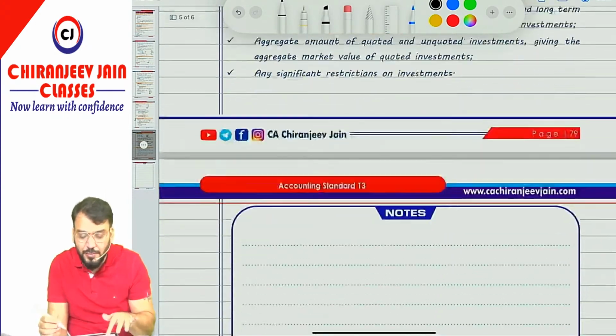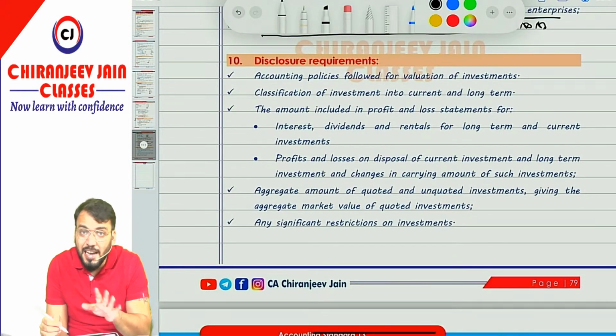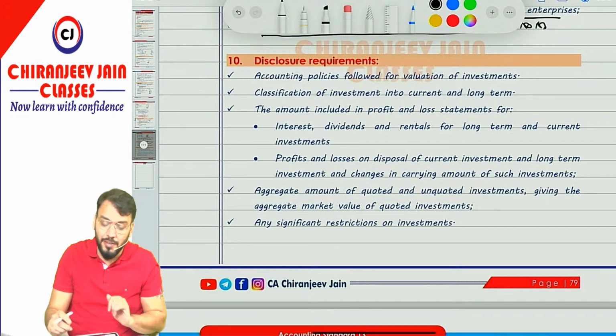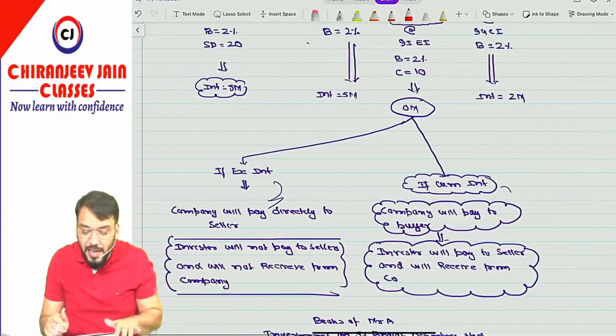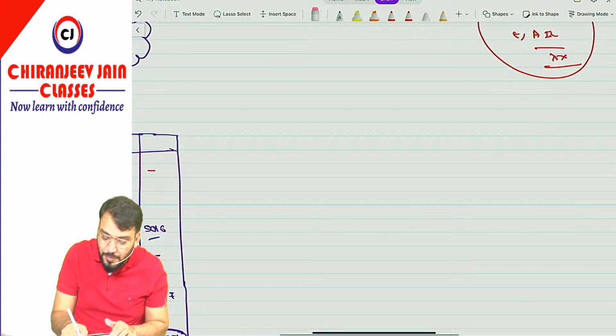Disclosure requirements you can read on your own. So this is AS 13 as far as the accounting standard is concerned. Now let us come to the accounting part, meaning how to do the accounting. Some portions we have not discussed, which we will discuss with the accounting part. Now for accounting purposes, the entire investments are divided into two categories.